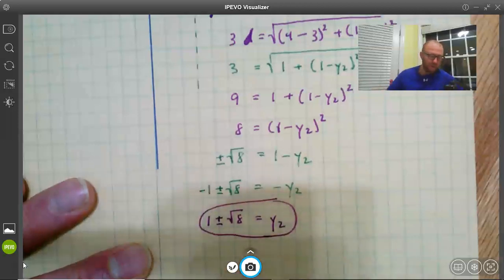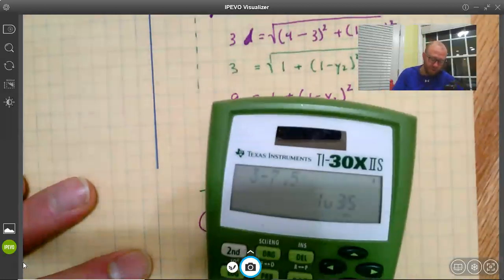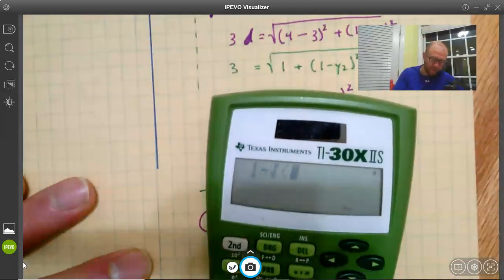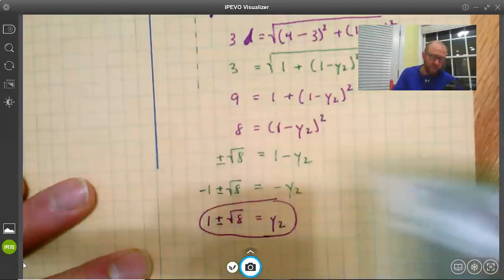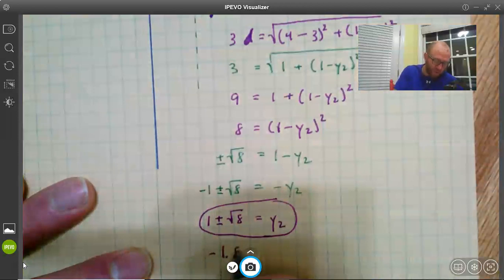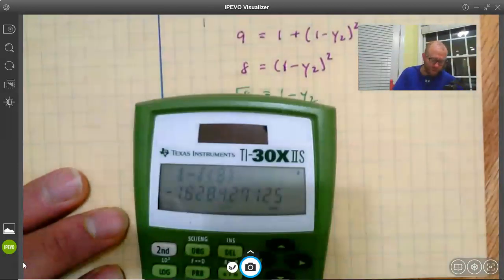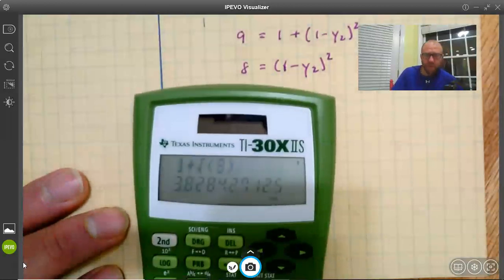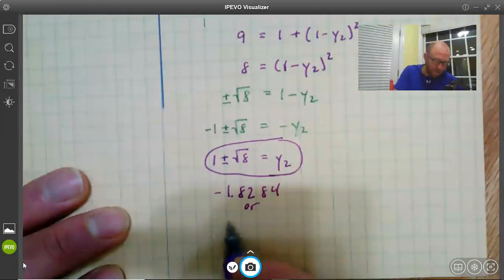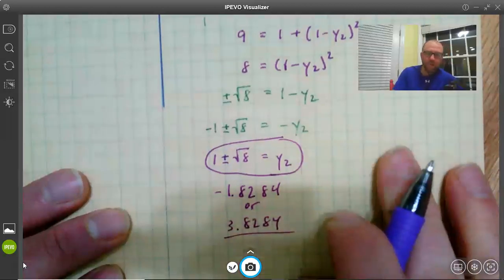Let's get our calculator out here and see what those values are. 1 minus the square root of 8 is a negative, 1.8284, so negative 1.8284. Or 1 plus the square root of 8. That gives us 3.8284. Okay, 3.8284.